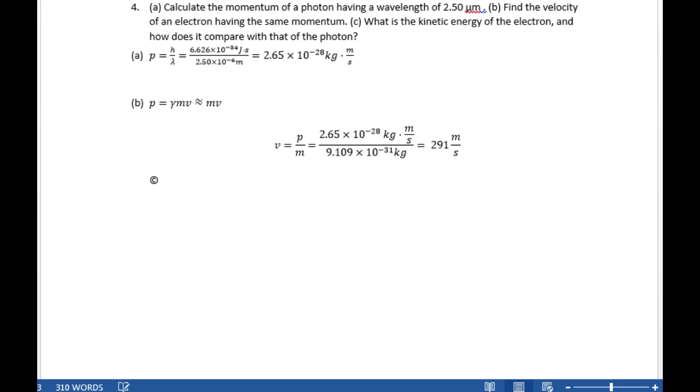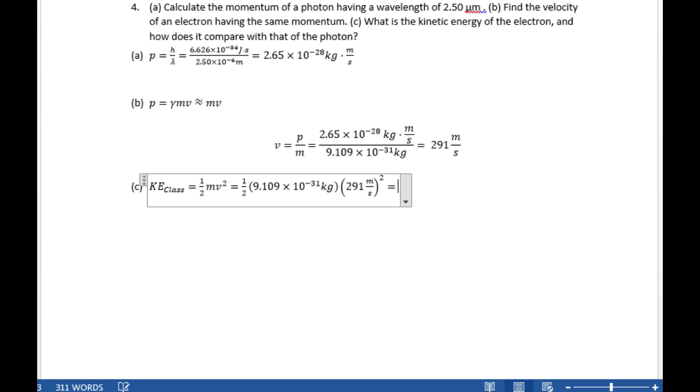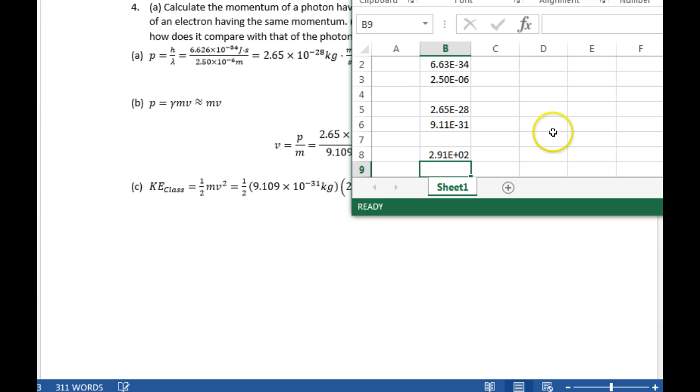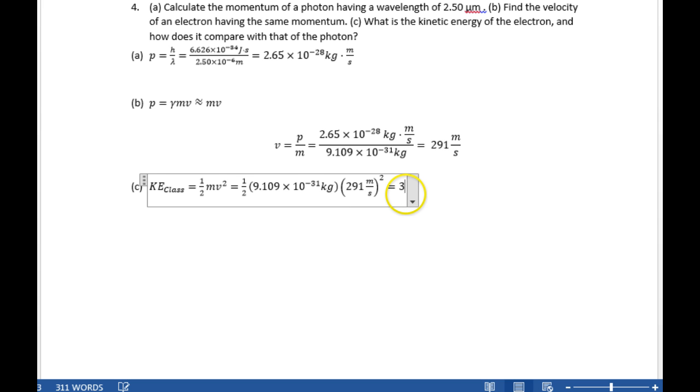So when we get to question C, which asks what is the kinetic energy of the electron, we just use the classical kinetic energy equation, one half mv squared. So this is one half of 9.109 times 10 to the minus 31 kilograms times the velocity, 291 meters per second, squared. So 0.5 times the mass of the electron times the velocity squared is 3.86 times 10 to the minus 26 joules.